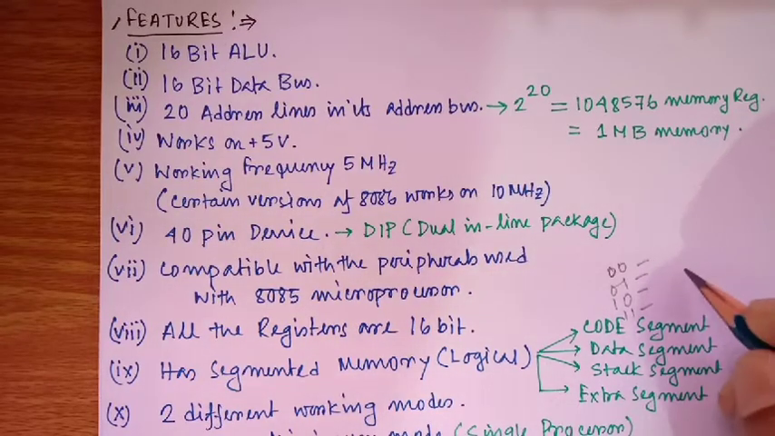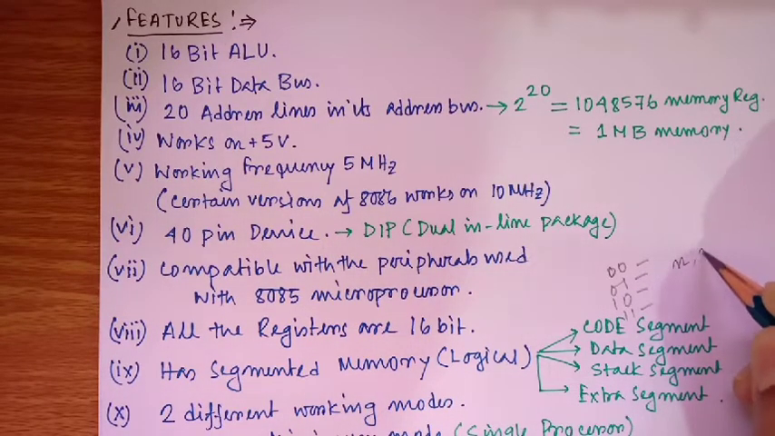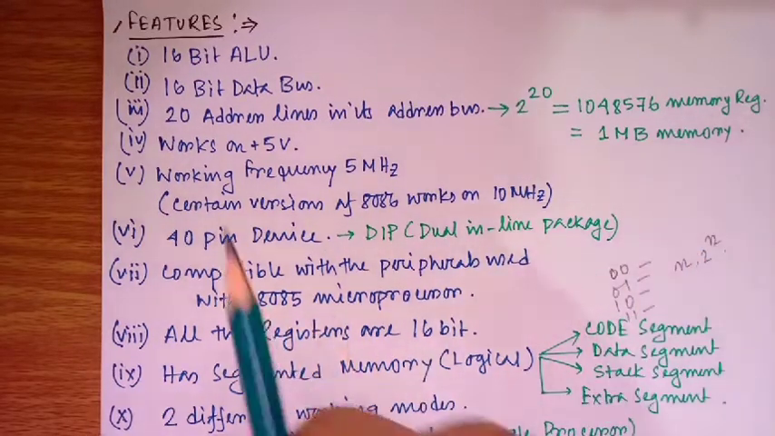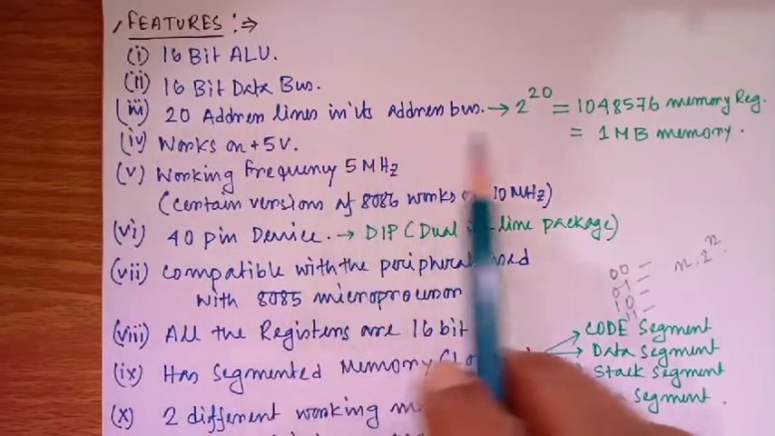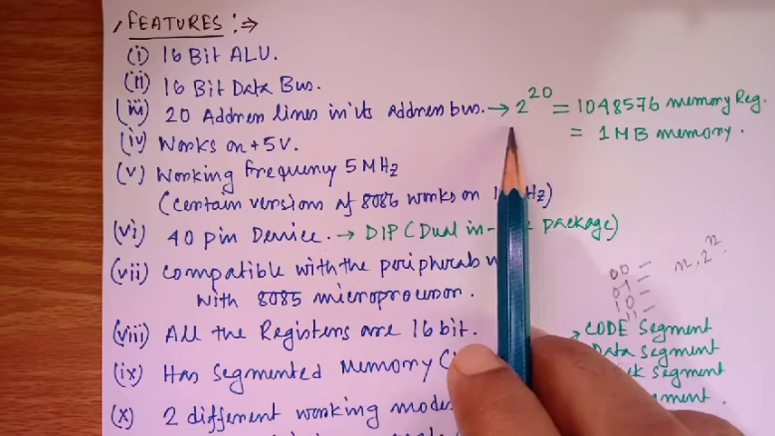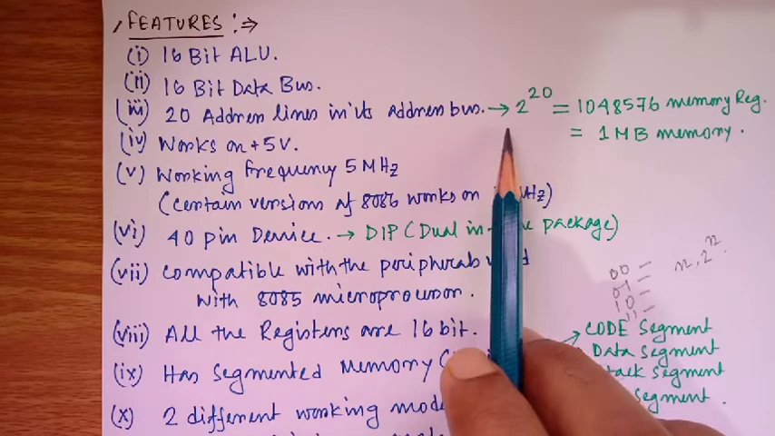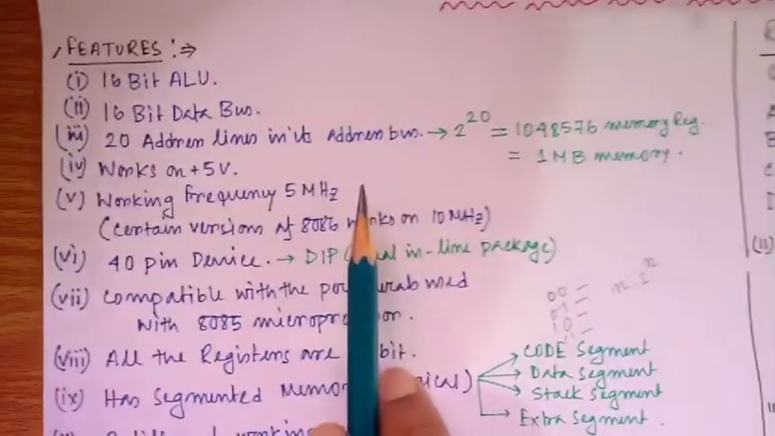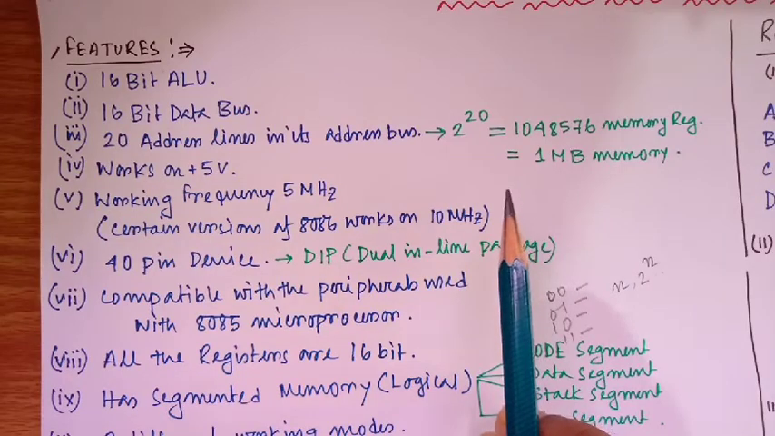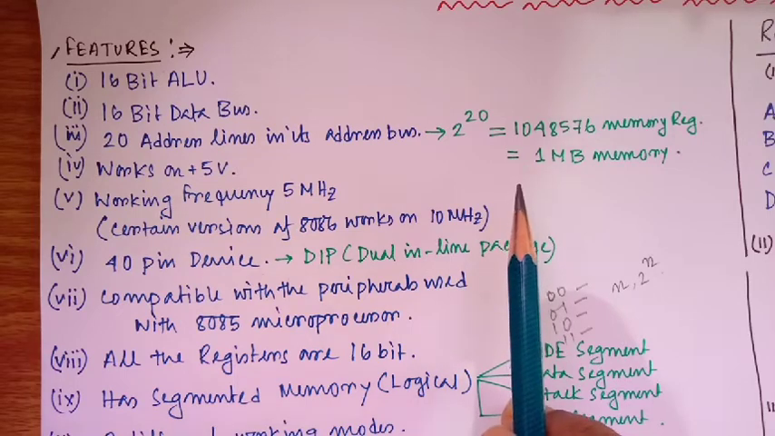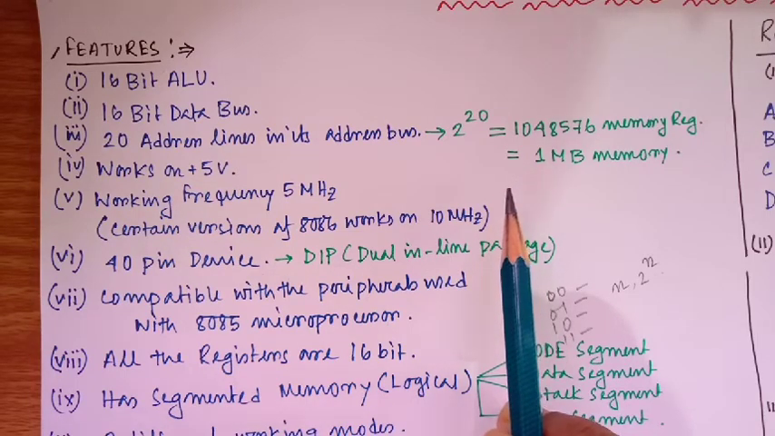So what is the relation here? If n is the number of address lines, then it can provide 2 to the power n different locations to different memory registers. Here we have 20 address lines in the address bus. So how many memory registers can have different addresses? The answer is 2 to the power 20. 2 to the power 20 is equal to 1048576 different memory registers that can have different addresses. That is basically called 1 MB of memory, 1 megabyte.